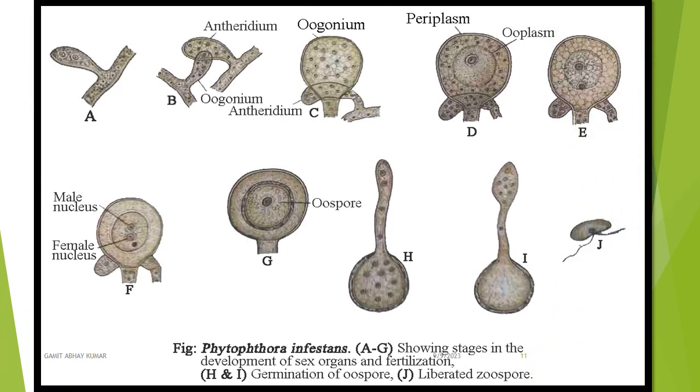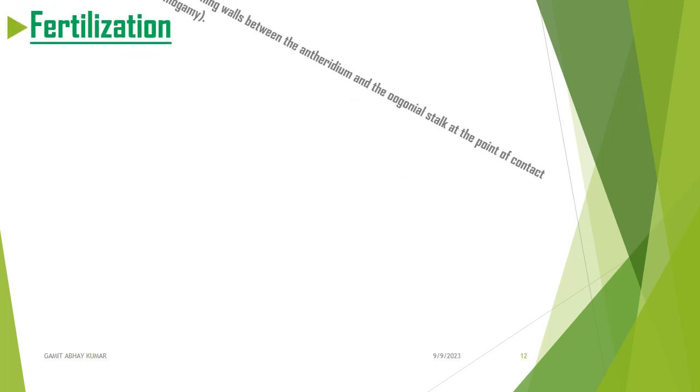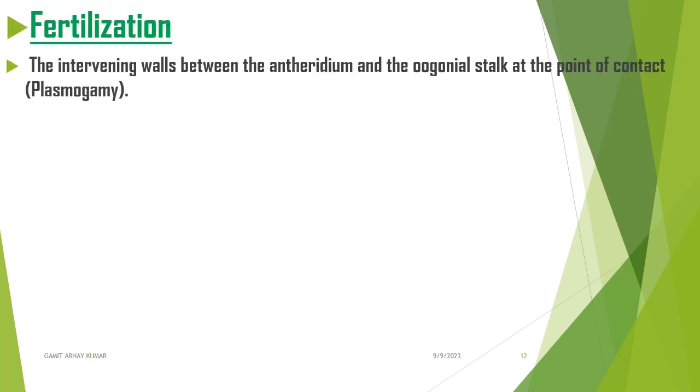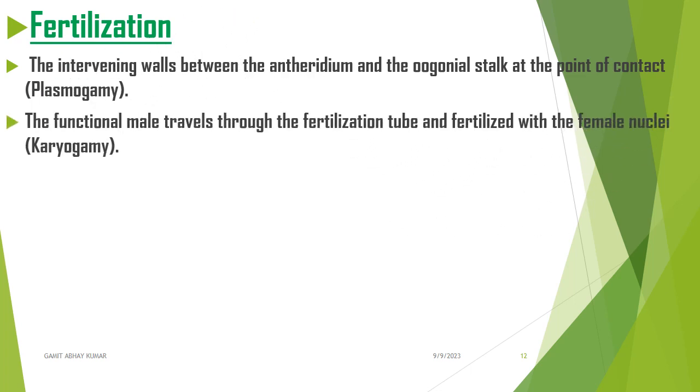This is showing some stages of Phytophthora infestans. Fertilization. The intervening walls between the antheridium and the oogonial stalk dissolve at the point of contact. This is known as plasmogamy. The functional male nucleus travels through the fertilization tube and fuses with the female nucleus. This is called karyogamy.